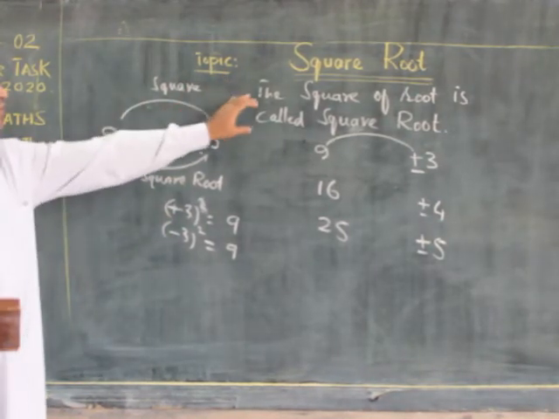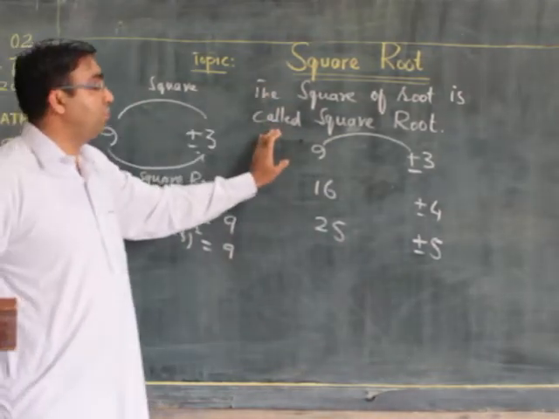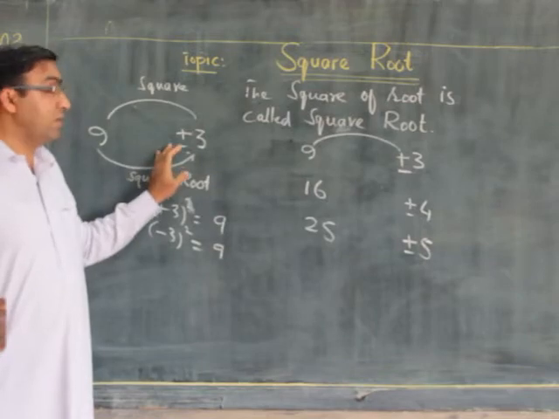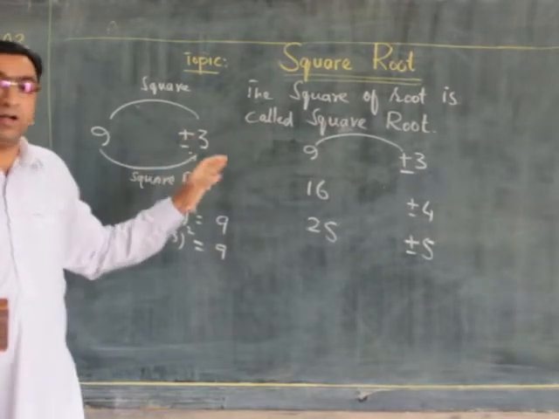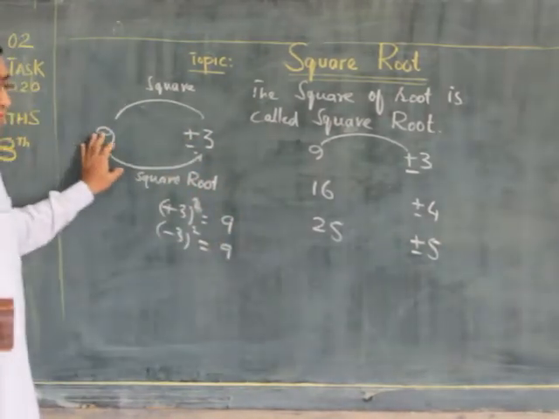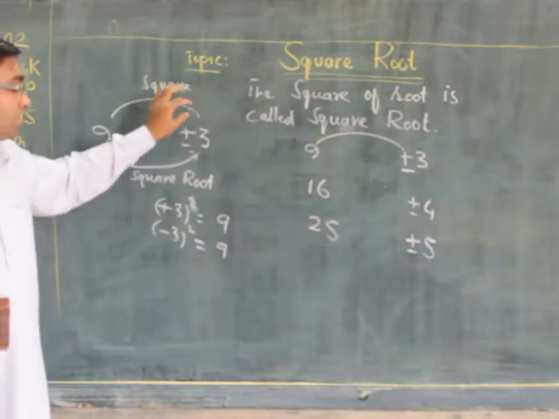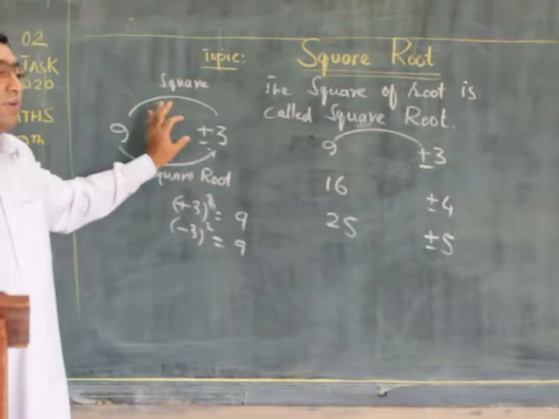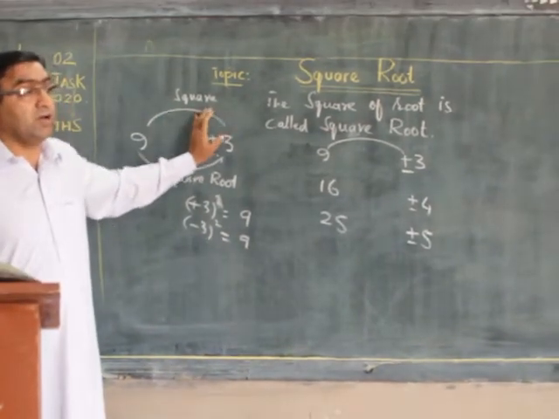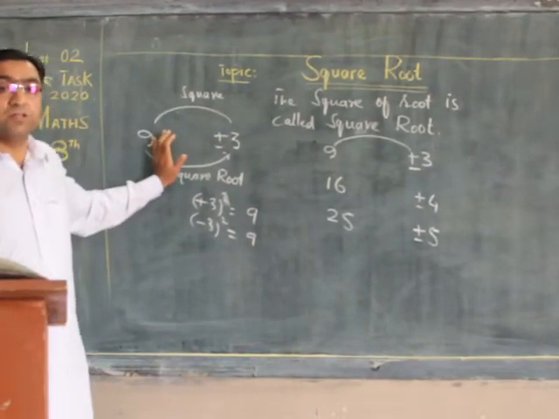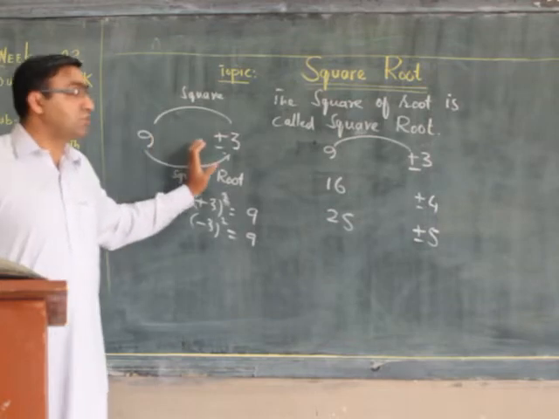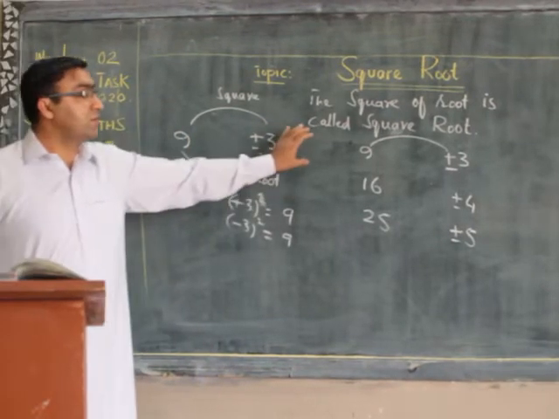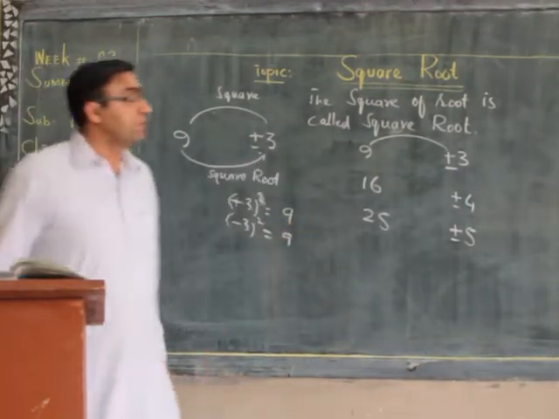So according to the definition, the square of a root is called square root, means plus 3 and minus 3 are the roots of 9. Whenever we take the square of plus 3, it will give result 9. Whenever we take the square of minus 3, it will also give the result 9. So in short, we can say that square of a root is called square root.